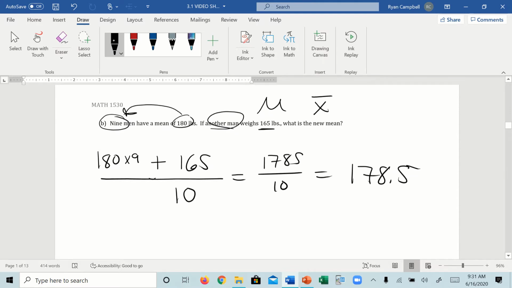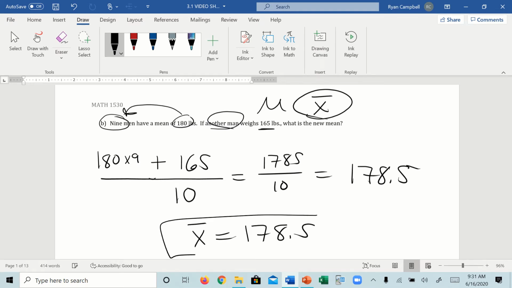Well, there's no indication that we just have 10 people in whatever we're looking at, right? So this would probably just be a sample. So the sample mean is 178.5 X bar.